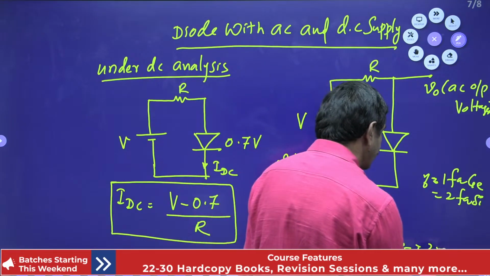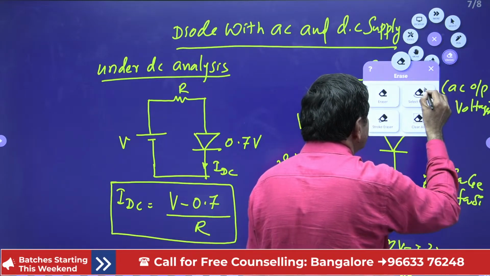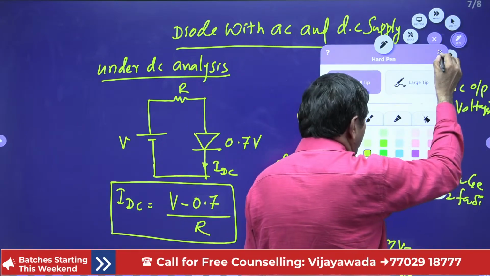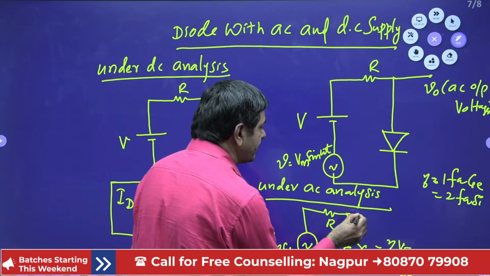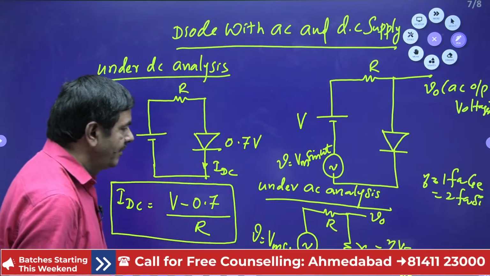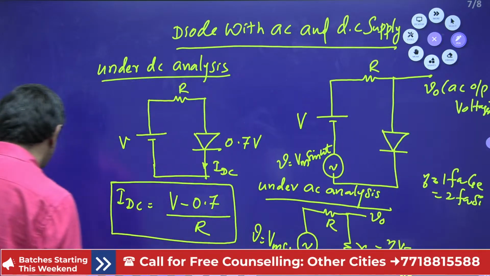You can determine RD. Once you get the RD value, this voltage is nothing but the V0. We need to calculate the AC output voltage. That V0 is nothing but the voltage across this RD. The AC output voltage I can write directly.